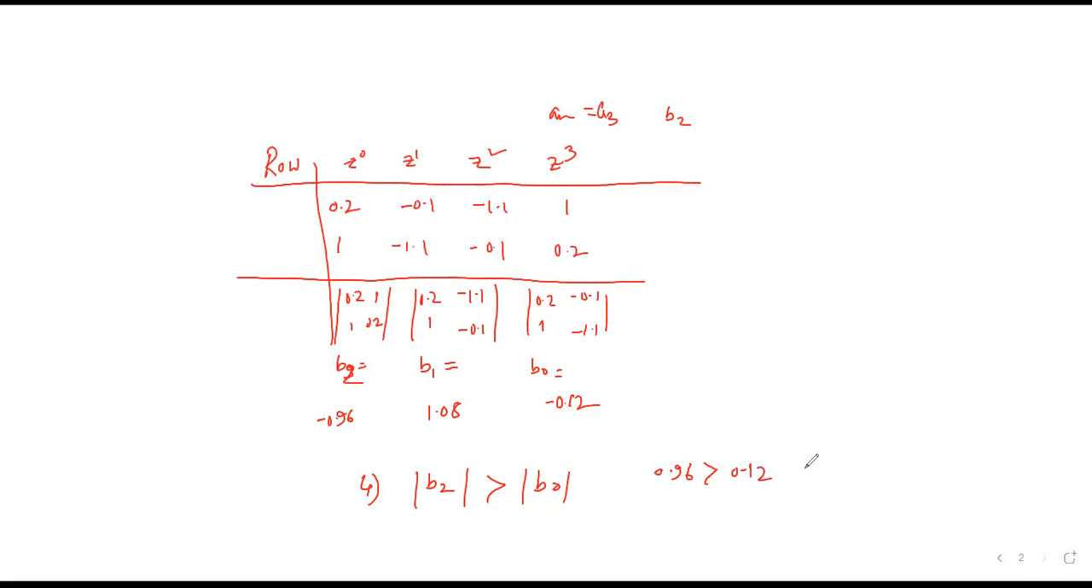0.12. So it's also true. So as all the conditions are fulfilled, except that P1 is equal to 0, we are satisfied and we can say that the system is critically stable. Okay.